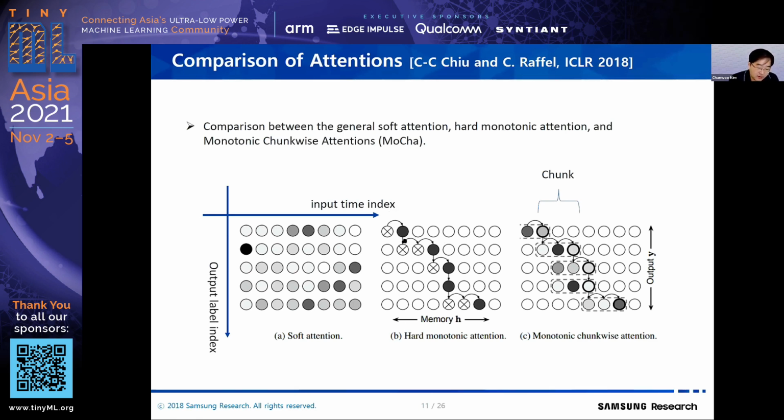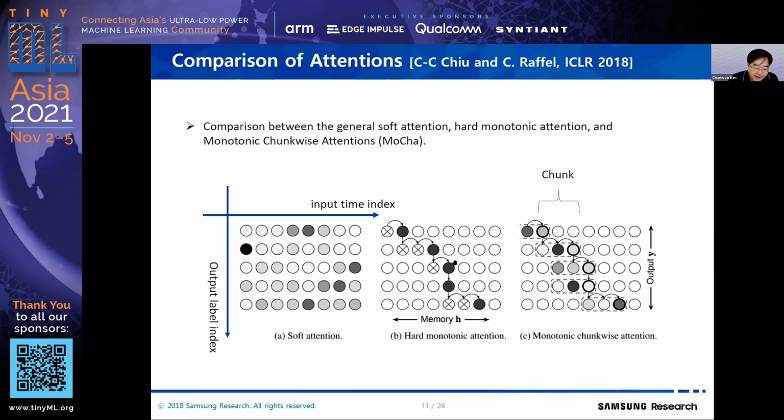In hard monotonic attention, as mentioned before, we only care about one single attending spot, and we assume that this attending spot should increase with respect to time. So as the user speaks, the attending point increases. That's the hard monotonic attention approach. But the problem is that the performance of this approach is worse than the original soft attention. So to obtain better performance, people combine the soft attention approach with this hard monotonic attention approach.